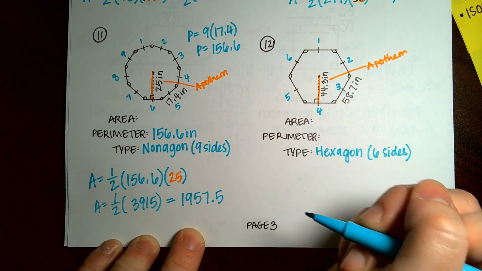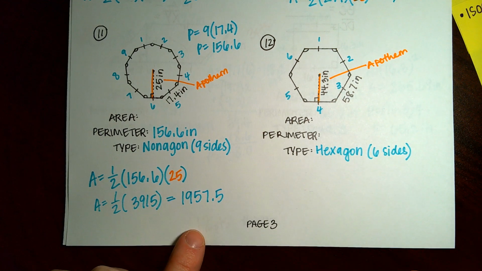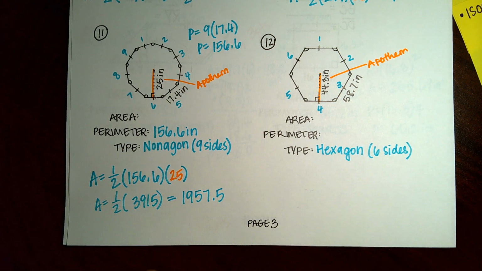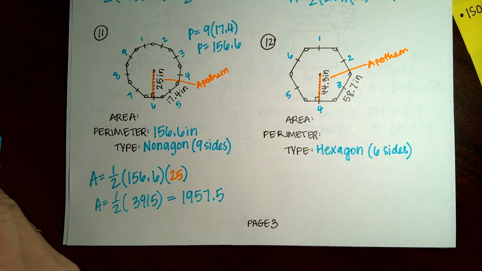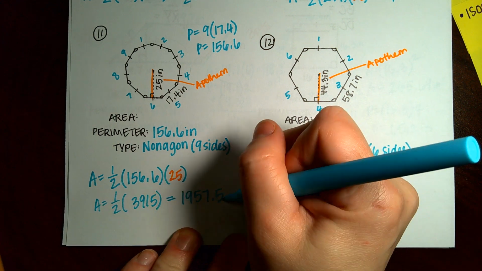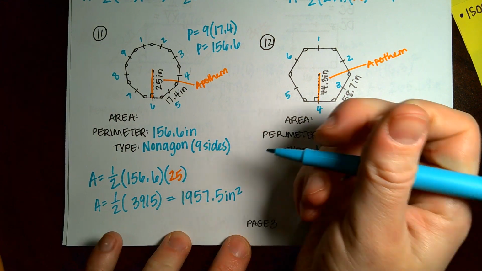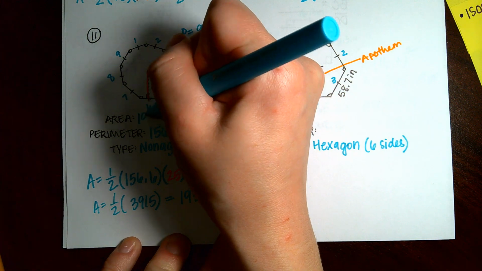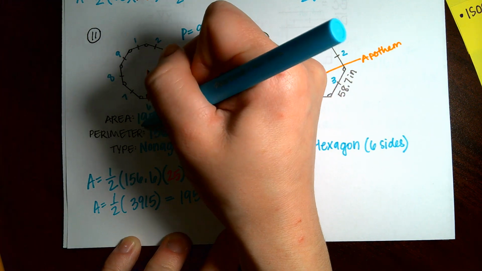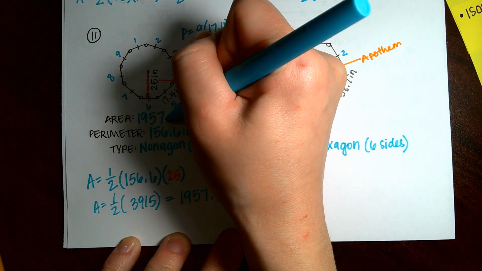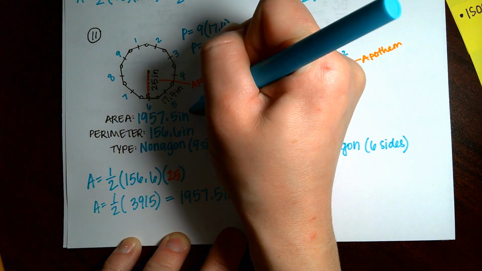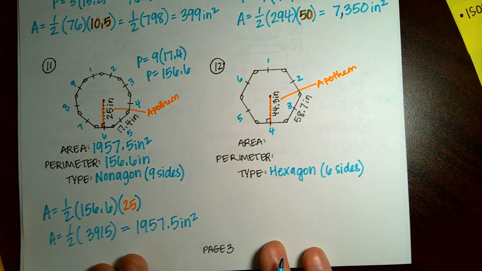1957.5. Did you get something different? No, I didn't. Okay, perfect. I was looking at the wrong one. I was looking at your answer and was like, good. So we got the same thing. 1,957. Yes. All right. Perfect. Now number 12.